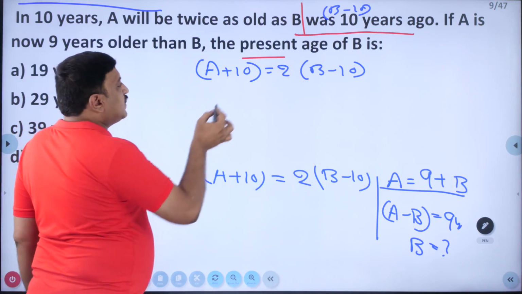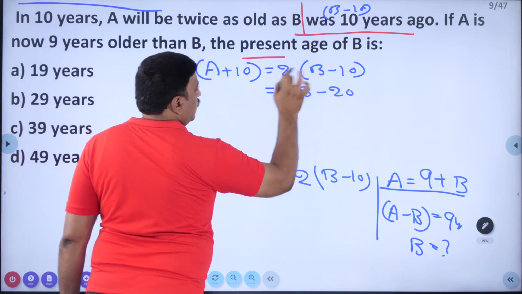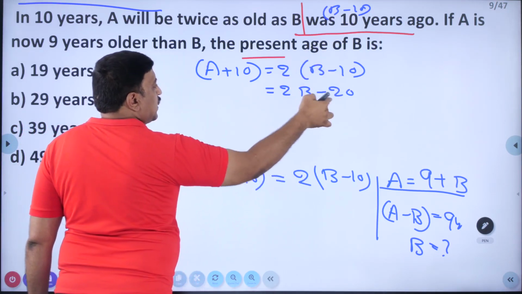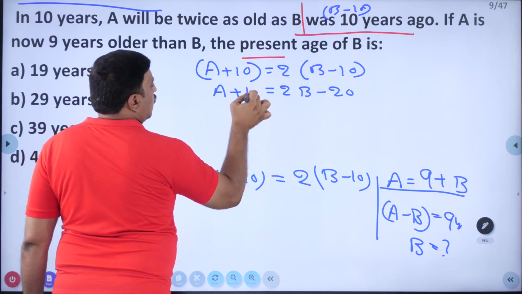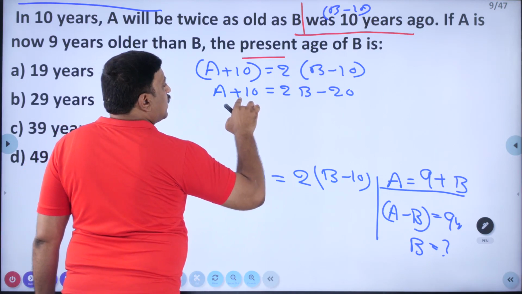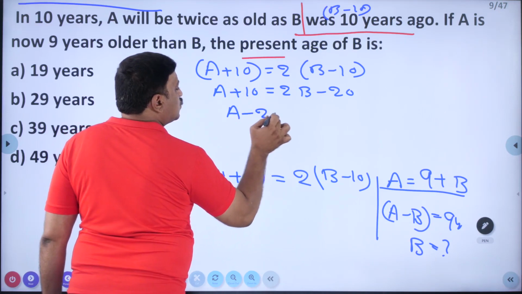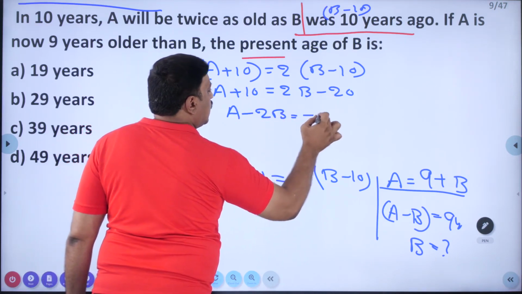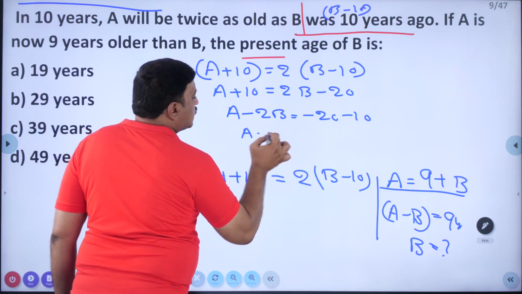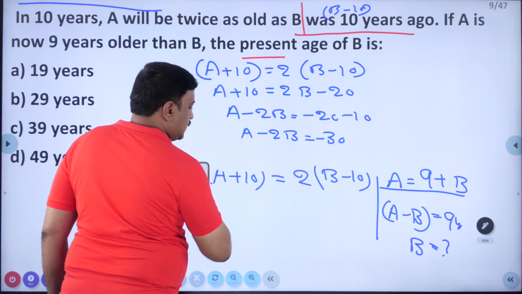Okay, so simplify this one first of all. It is 2B minus 20. 2B, open this one. That is 2 into B, 2 into 10. Okay, 2B minus 20 is A plus 10. Fine. Here, I will write now A minus 2B. A minus 2B is equal to minus 20 minus 10. So it comes A minus 2B is equal to minus 30. So I am rubbing off this one.